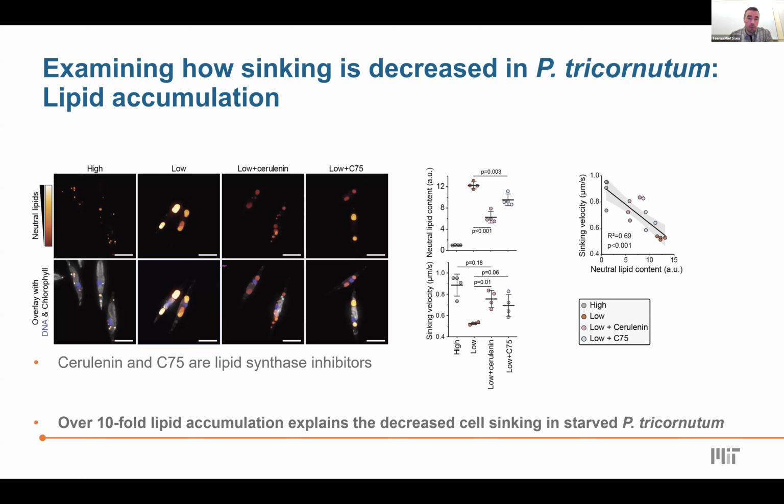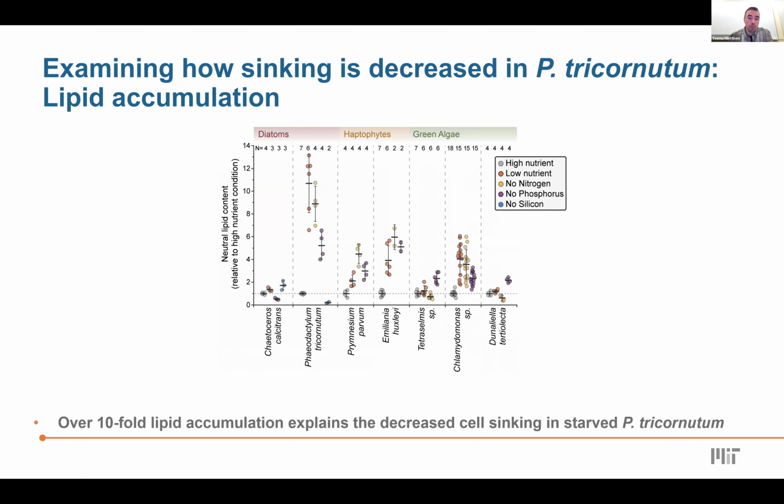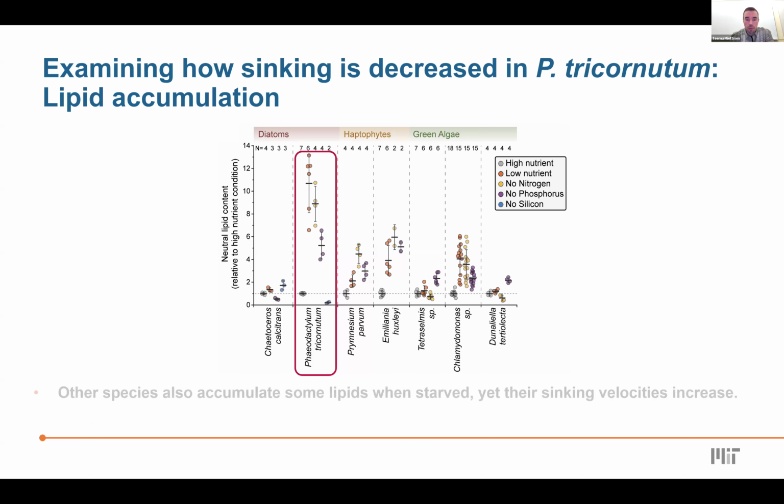Now, it is worth pointing out that if we look at lipid accumulation in other species, the species that decreases its sinking velocity is the one highlighted here with the red square. And it accumulates huge amounts of lipids, so of course that's going to influence its sinking. But we do have other species that also accumulate lipids when being starved. For example, Chlamydomonas species are well known to do this, and yet they sink faster when they are being starved. So it essentially highlights that there has to be other mechanisms at play that enable the cells to sink faster and counteract that lipid accumulation we see in species like Chlamydomonas.